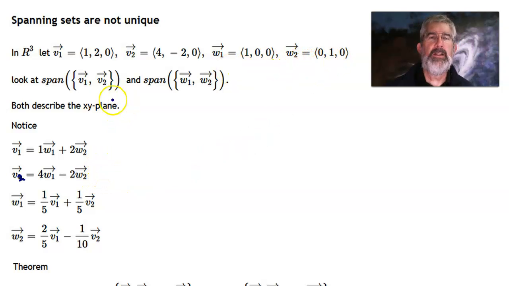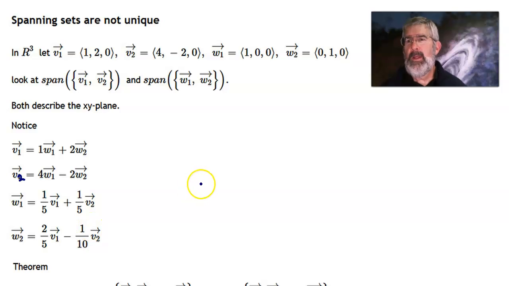So I can write each of these two vectors as a linear combination of those two vectors. Likewise, look what happens here. W1, I claim, is 1/5 v1 plus 1/5 v2. If I take this and multiply it by a fifth, that would be 1/5, 2/5, 0, and this would be 4/5, minus 2/5, 0, and 1/5 plus 4/5 is 1, there you go, and 2/5 minus 2/5 is 0, there you go. So w1 is that linear combination of those two. Likewise, w2 is this linear combination of v1 and v2, 2/5 v1 minus 1/10 v2.